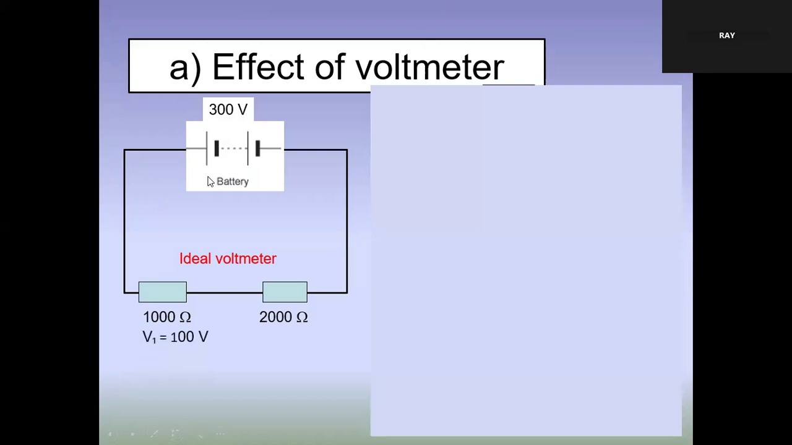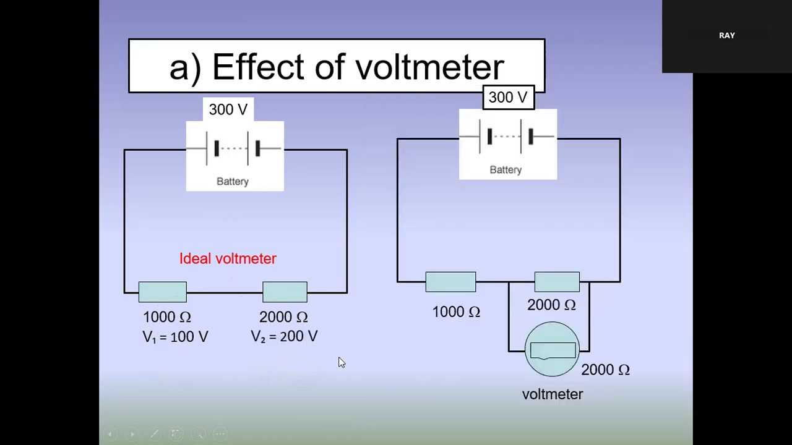Right? This is a 300 volt battery. This is 1000 ohm, 1000 ohm, and an ideal voltmeter. Then each one you should be able to do mentally. This is 100 volt, this is 300 volt, 200 volt. Right? But usually our voltmeter has internal resistance.